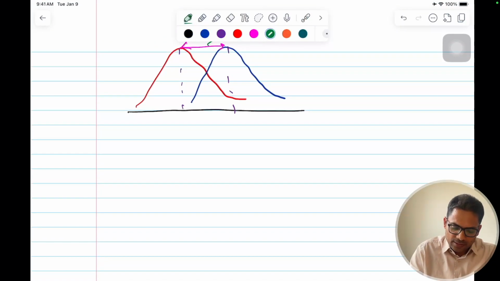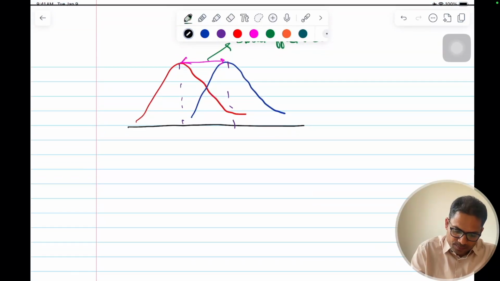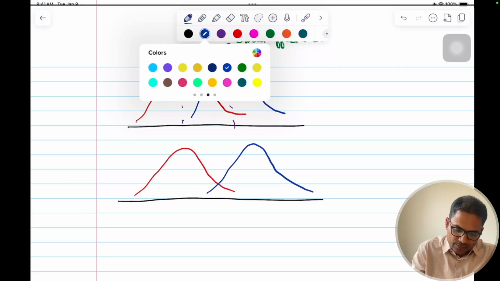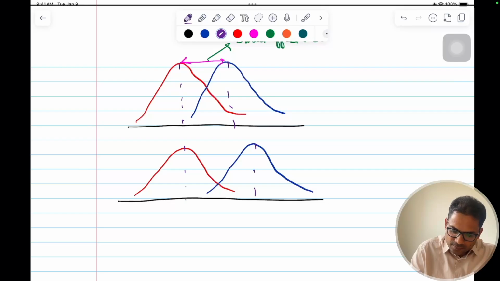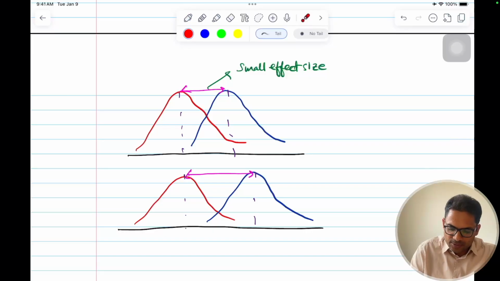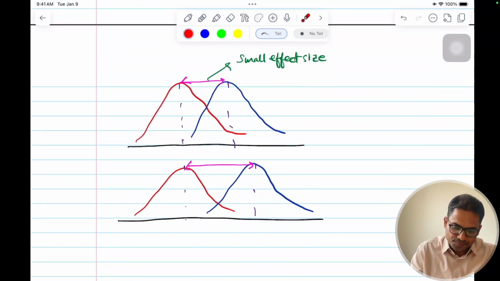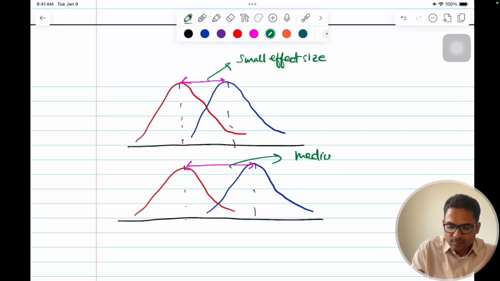So it can be like this, and the other way can be like this. Similarly, there can be some difference: this is the red one, and it can be somewhat farther away. Now this distance between the means is your effect size. This is what is being measured, because it is what is captured in the numerator. This is your medium effect size, more than small.